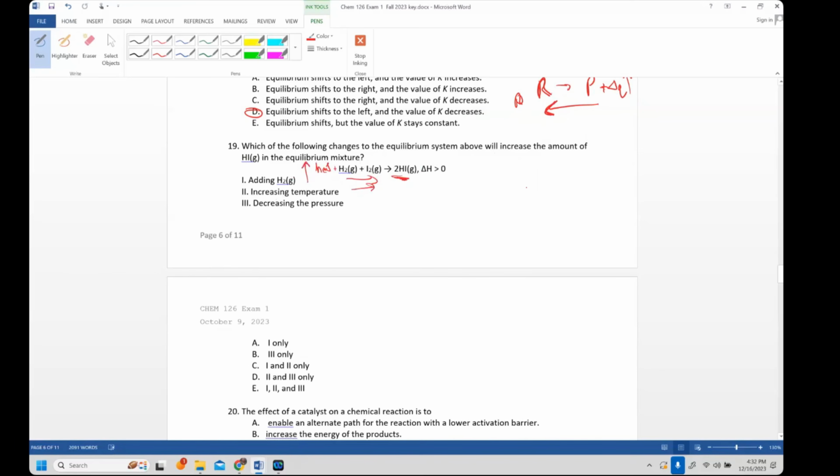Decreasing the pressure. Now, if we decrease that pressure, the system will be at too low of a pressure, meaning it will want to increase its pressure. The way to increase its pressure is to go to the direction of the most gas moles. But in this case, the reaction has 2 moles of gas on the left, 2 moles of gas on the right. So there'll be no change. So decreasing the pressure definitely won't change it in either direction. So the answer will be 1 and 2. So that's C.